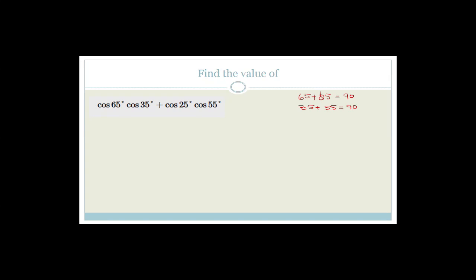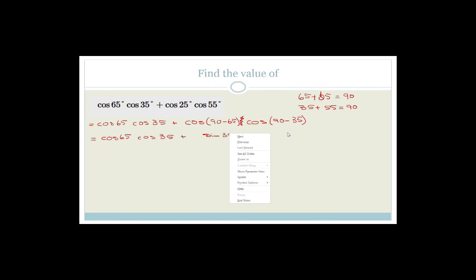And if that's the case, then I can change these. I could say that this equals cos 65, cos 35 plus, this could be written as cos of 90 minus 65. Do you agree? And this could be written as cos of 90 minus 35. But these are co-ratios, and I could rewrite them as cos 65, cos 35, plus sine 65, sine 35.